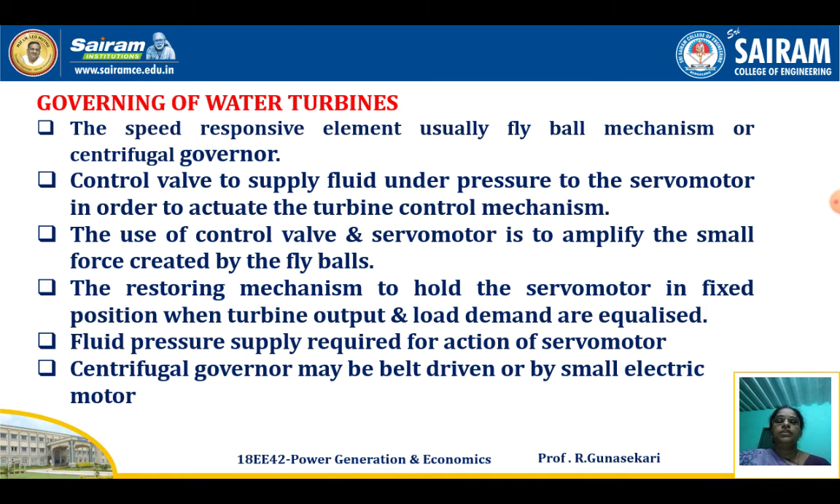The speed responsive element is usually a flyball mechanism or centrifugal governor. The control valve supplies fluid under pressure to the servo motor in order to activate the turbine control mechanism. The use of control valve and servo motor is to amplify the small force created by the flyballs. The restoring mechanism holds the servo motor in a fixed position when the turbine output and the load demand are equalized. Fluid pressure supply is required for action of the servo motor.